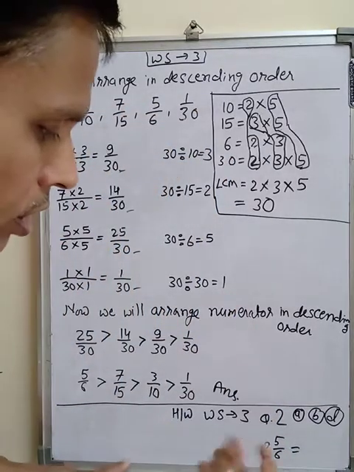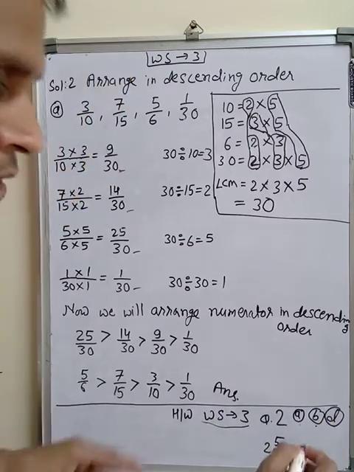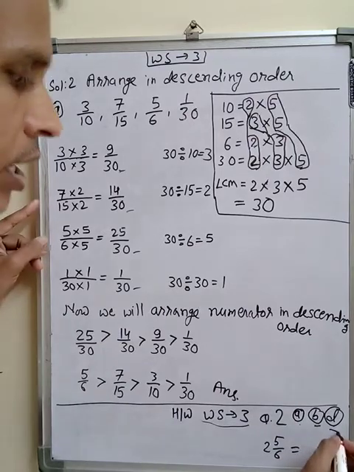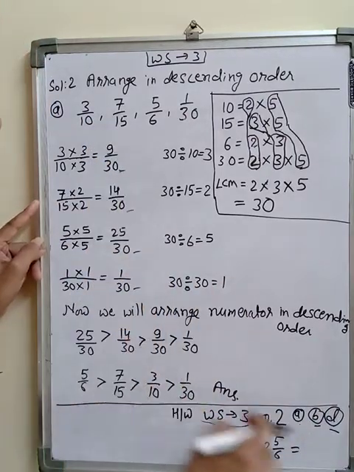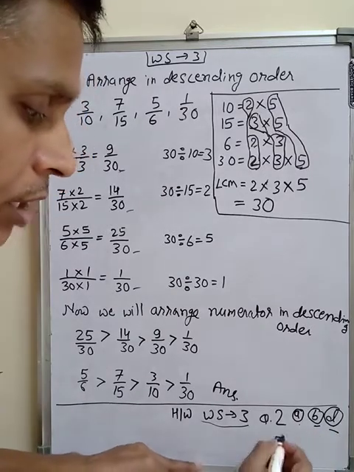Your homework is worksheet number 3, question number 2, A, B and D. Only 3 questions you solve. One I have solved, A, which means you have to solve B and D. Note this down in your notebook. B and D, solve. While solving D, you will see a mixed fraction.